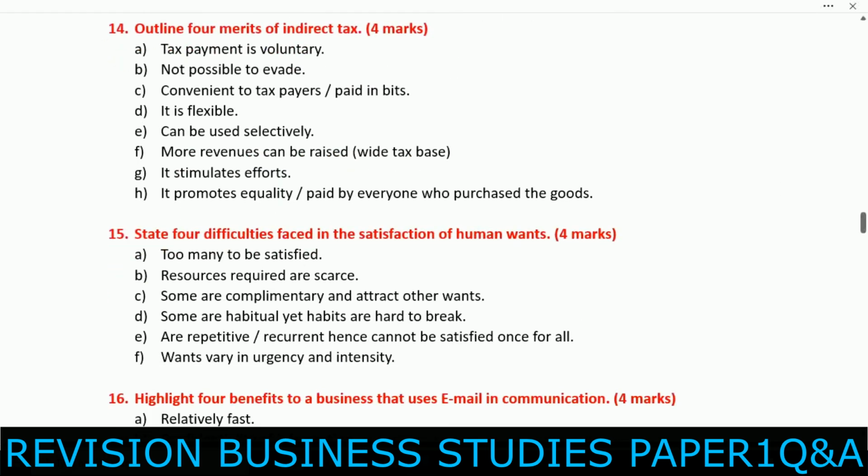Question number 14. Outline 4 merits of indirect tax. Tax payment is voluntary. Number 2, not possible to evade. Number 3, convenient to taxpayers. Next, it is flexible. Next, can be used selectively. Next, more revenue can be raised. Next, it stimulates effort. Next, it promotes equality.